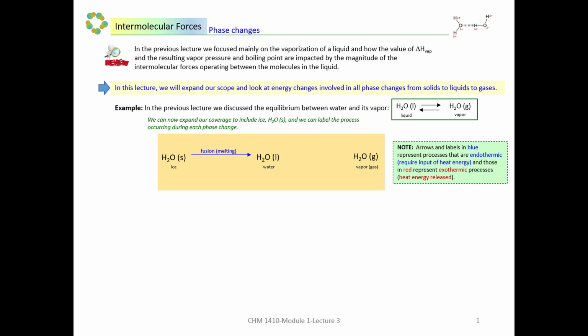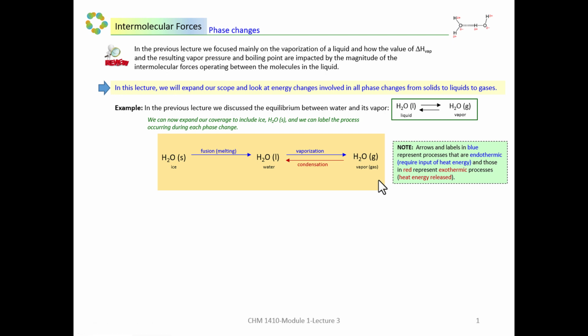So if you go from solid to liquid water, we of course call it melting. It's also called fusion. If you go from liquid to gas, it's called vaporization. Now each one of these arrows and labels are in blue because each one of these processes or phase changes requires an input of energy from the outside. In other words, you need to put energy in or heat the ice in order to get it to melt to water, and you'd need to further add heat or energy to get water to vaporize to the gas.